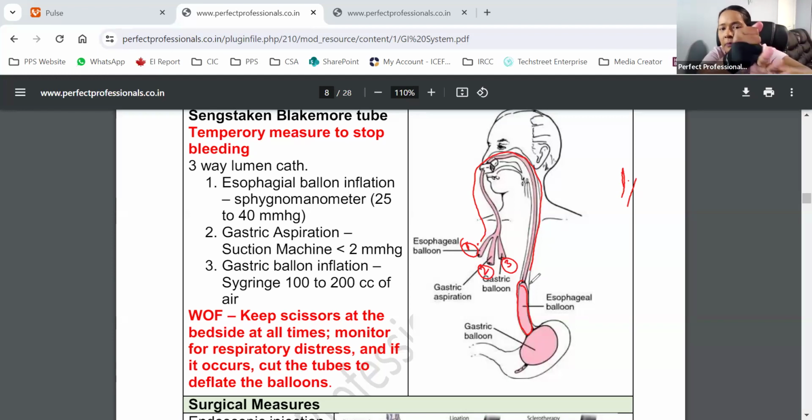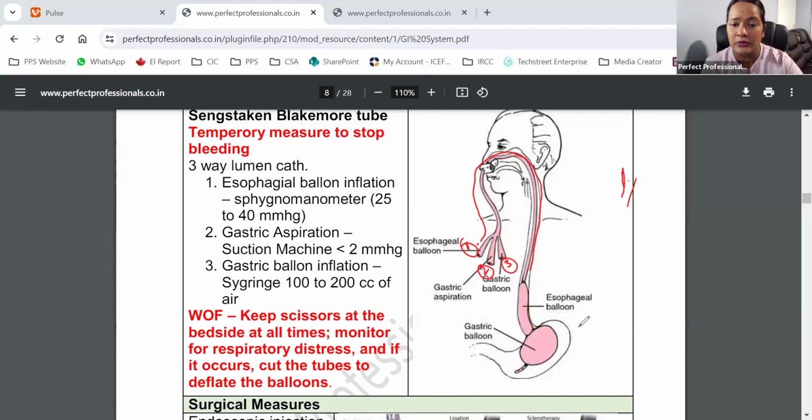In the same way, we have to put pressure here. We cannot apply pressure by hand because it's inside, so we apply pressure with the balloon, pressurizing the bleeding sites with the esophageal balloon. That's what your first tube is doing.